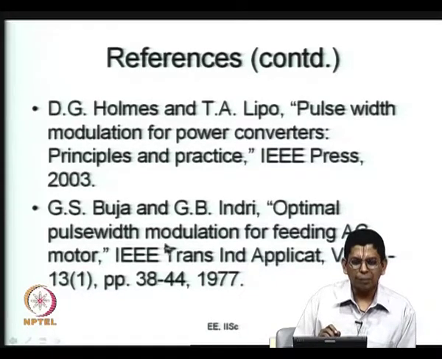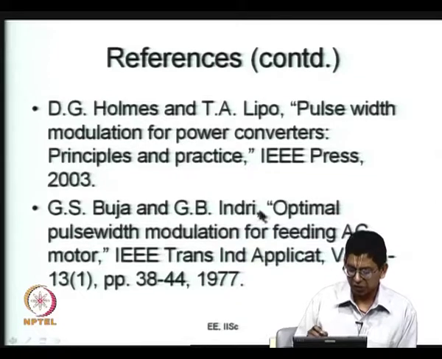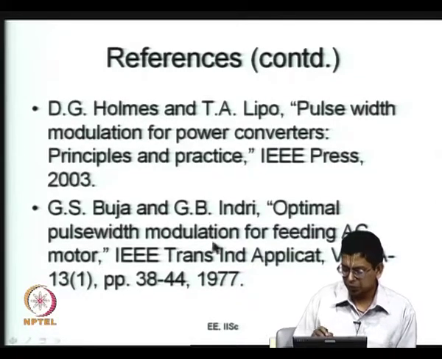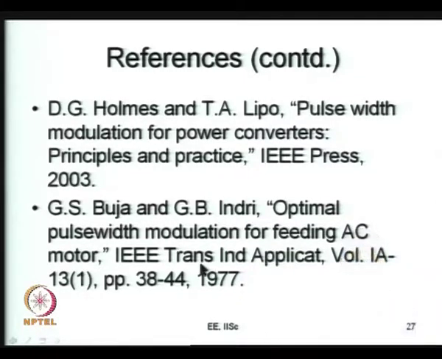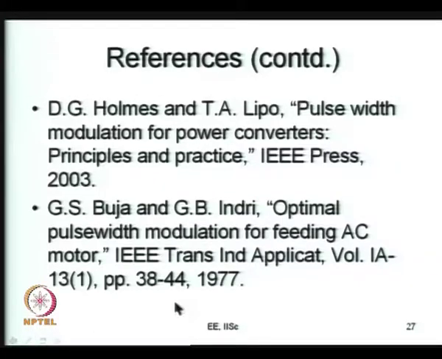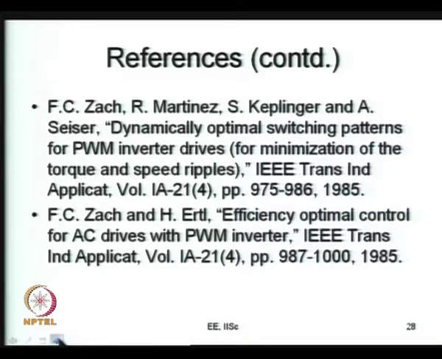Then about the optimal PWM, about minimization of THD, this is a very good paper. This is one of the first papers on this topic. Buja and Indri calculate the switching angles such that the THD is minimized, or the weighted THD of the voltage is minimized. This was published in the IEEE Transactions on Industry Applications in the year 1977. So, now you continue with that.